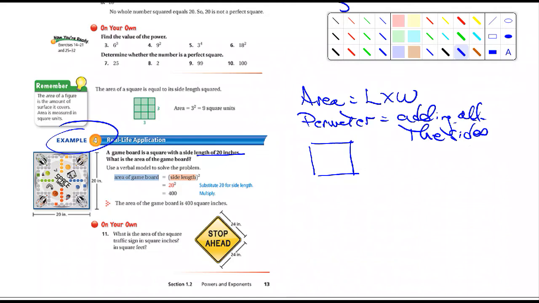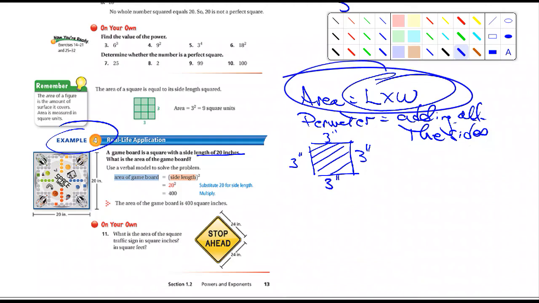So if I wanted to know, and this is 3 inches, the area of this square, what would I do? 3 times 3. Because if that side is 3, then this side is 3 inches. That means this side is 3 inches, and this side is 3 inches. But for area, all I have to do is length times width. 3 times 3 is what?